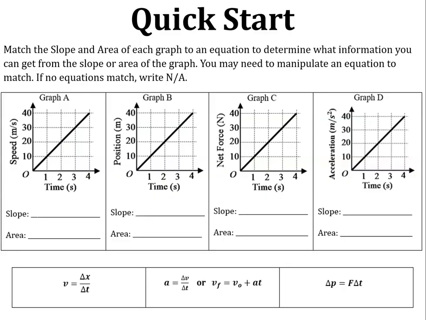All right, so on your assignment, there is this quick start. It's at the top, but I went through the notes first. Now I would like you to pause the video, take some time, and try figuring out the slope and area for each of these graphs. What do they mean? Some of them you might have to manipulate the equation a little bit to get it to match, but not all of them. And graph A has both a slope and an area that means something. B, C, and D, it's either the slope or the area. So go ahead and stop, and then I will go through the answer just so that you can make sure you understand what's happening.